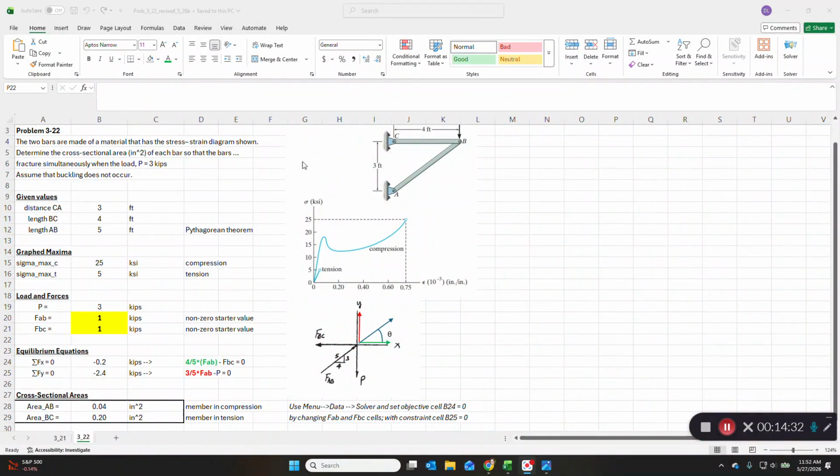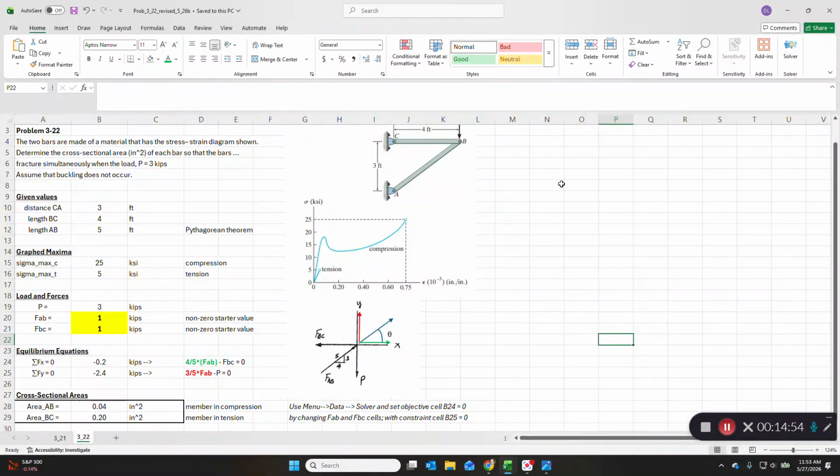Okay, the last problem, problem 3-22 in Hibbeler. Two bars are made of a material that has the stress-strain behavior shown. So you've got a compression graph and a tension graph on the same plot, and you can see that the maximum tension stress is 5 ksi and the maximum compression stress is 25 ksi.